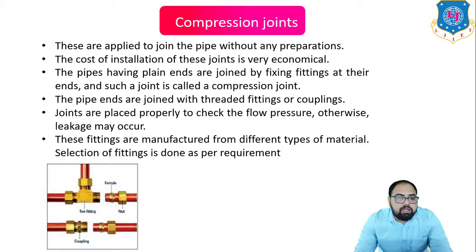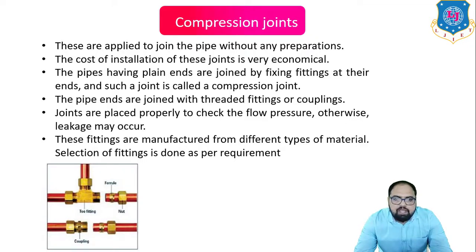The next joint is the compression joint. These are applied to join pipes without any preparation. The cost of installation of these joints is very economical. Pipes having plain ends are joined by fixing fittings at their ends, and this type of joint is called a compression joint.